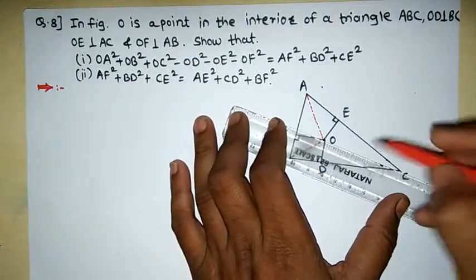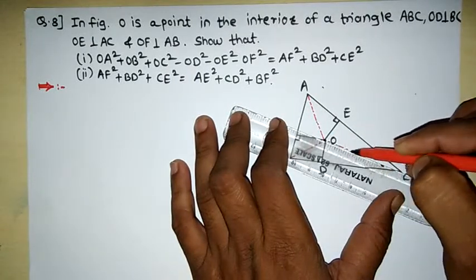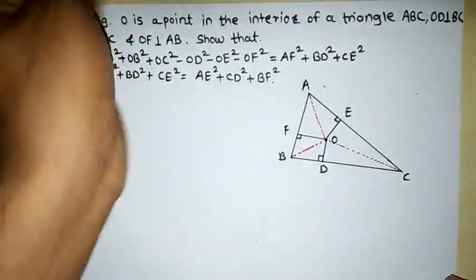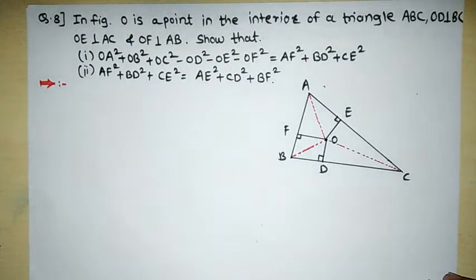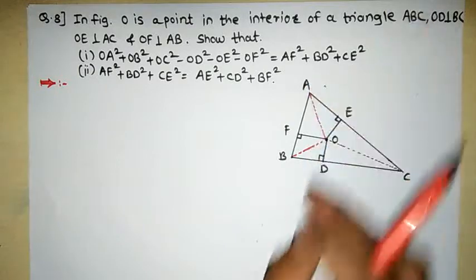Write in the construction part. I will not write here. You have to write in the construction part, that is, join OA, OB and OC. Join OA, OB and OC, you have to write in the construction part. See here. Now OA square.